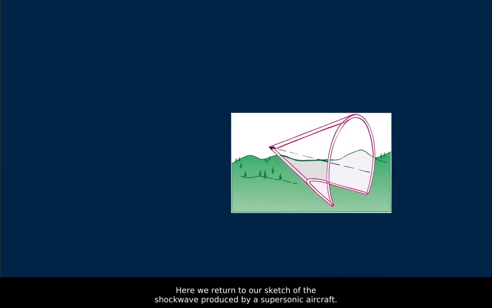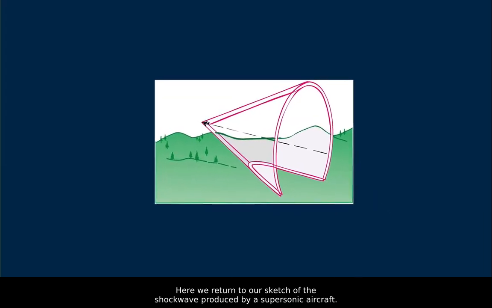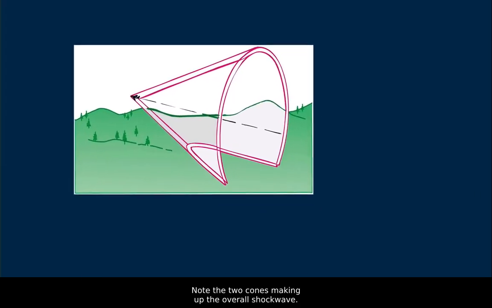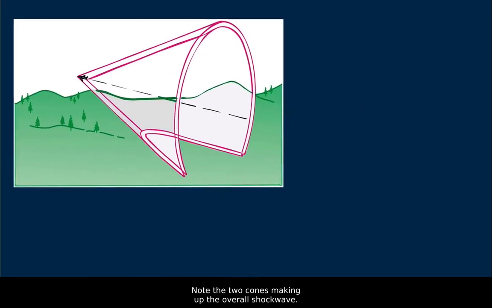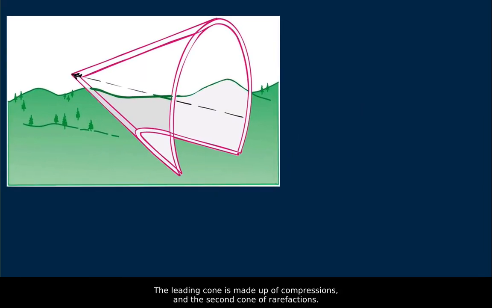Here we return to our sketch of the shock wave produced by a supersonic aircraft. Note the 2 cones making up the overall shock wave. The leading cone is made up of compressions and the second cone of rarefactions.